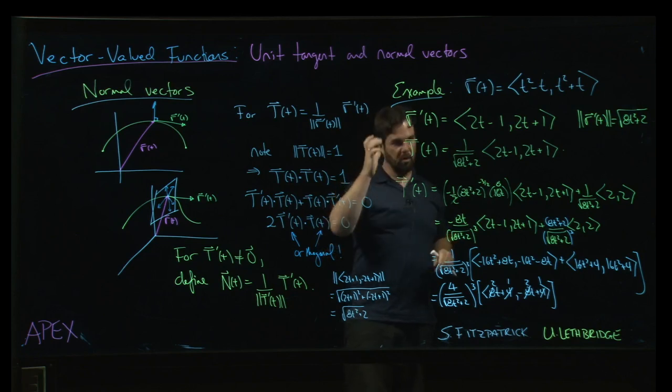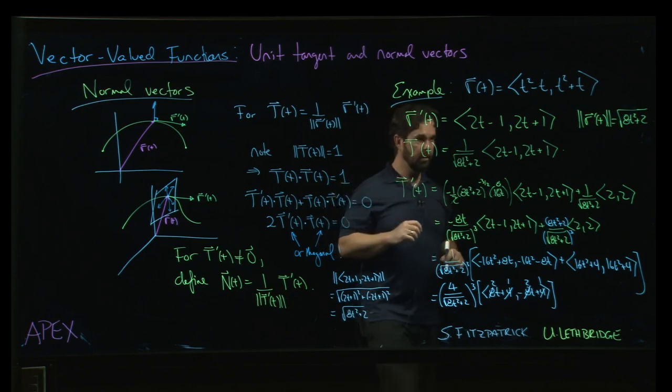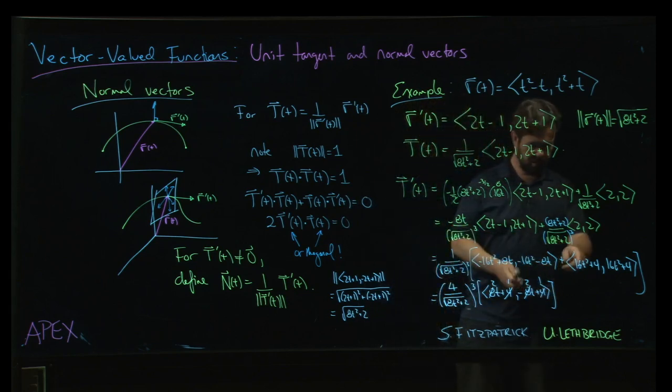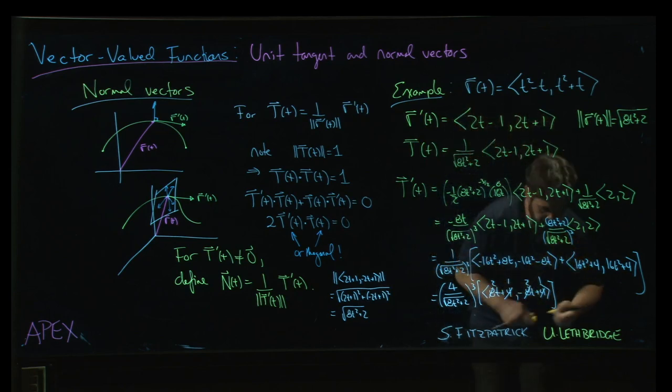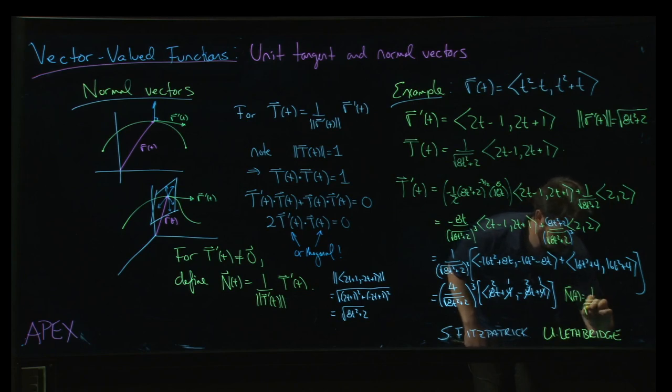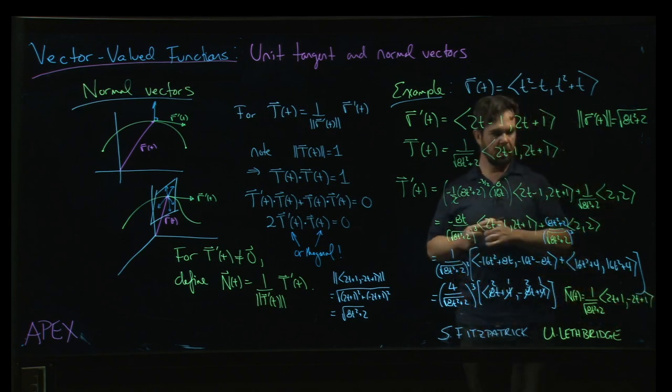So what we get for the normal vector in this case, and where can we put it? Let's put it here. The unit normal is going to be 1 over the square root of 8t squared plus 2 times 2t plus 1, and then minus 2t plus 1. That's what we get for our unit normal.